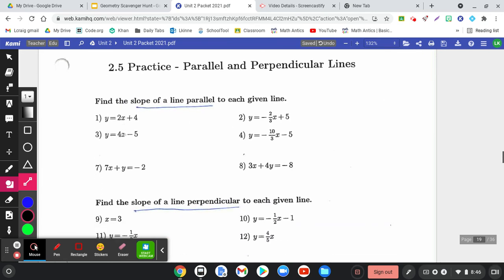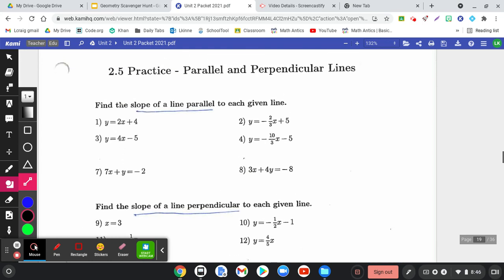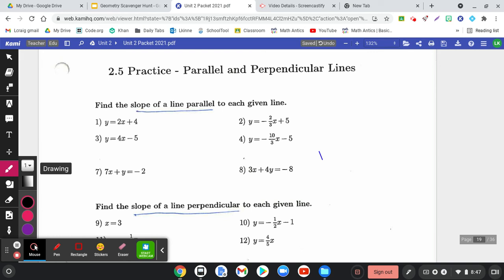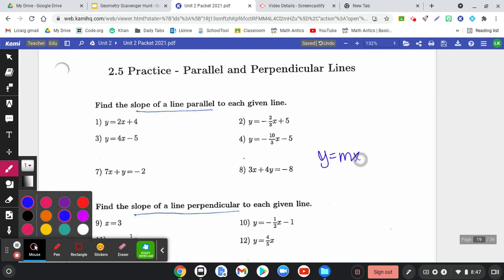On the practice pages, you're going to be working on the next 2 pages. You're going to do 1 through 8, find the slope of a line that's parallel. All right, remember, same slope. So figure out the slope of these and then tell me what it would be parallel. Now with 7 and 8, you're going to have to get y by itself first. You need to put it into slope-intercept form first. So y equals mx plus b. Get y by itself before, and then you can identify what the slope is.